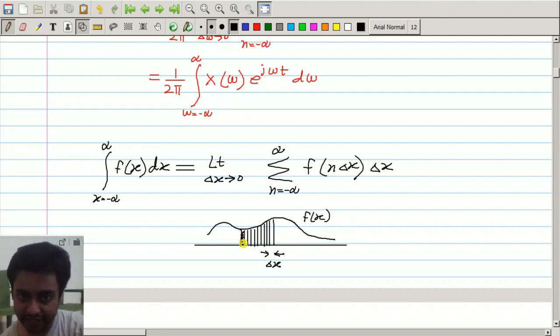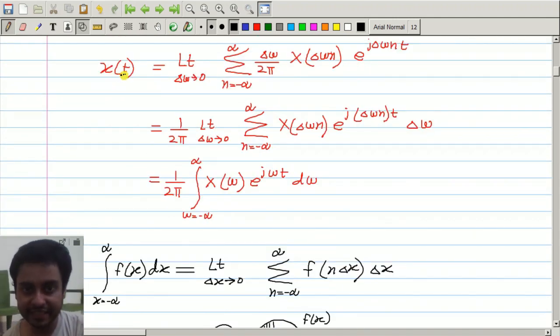So the area of any slice can be written as the height of the function at that point multiplied with the width delta x, and then you sum over all the slices, that is n from minus infinity to infinity. That is the Riemann's definition of integration. And using this idea, xt can be written as the integration of this thing. Okay? So what have we got?